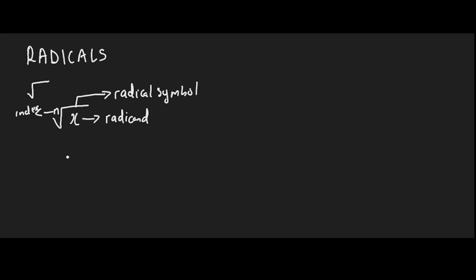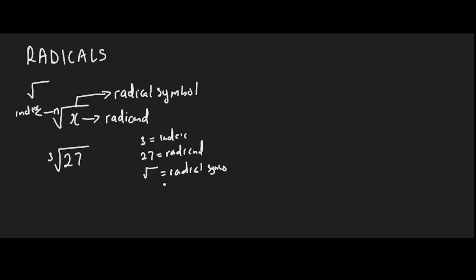Meaning, if we have something like this, let's translate this to numbers. So that means this 3 here is the index. 27 is equal to the radicand, and this is the radical symbol. So those are what we need to understand about radical.